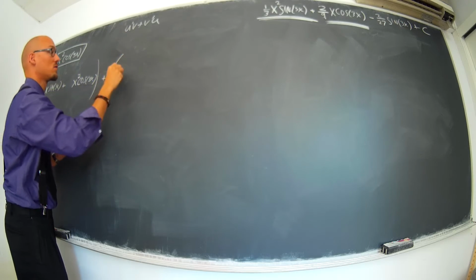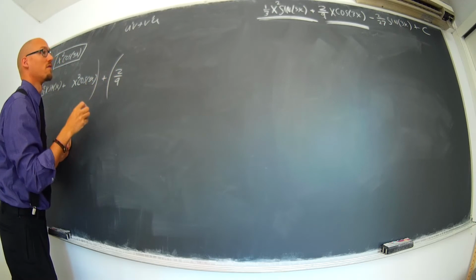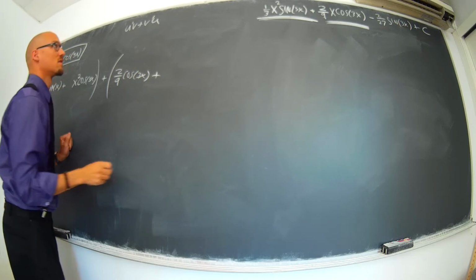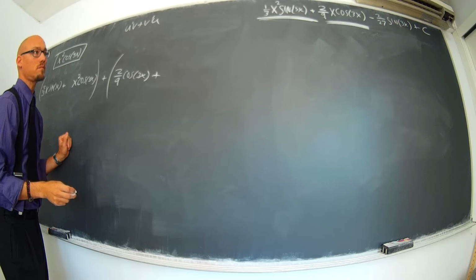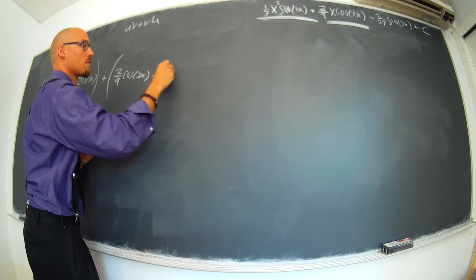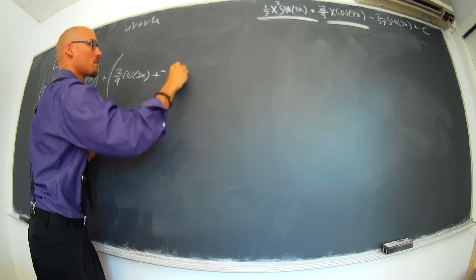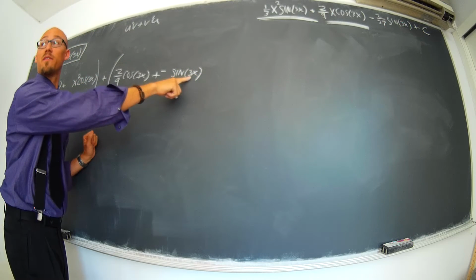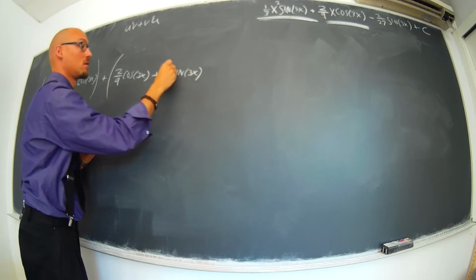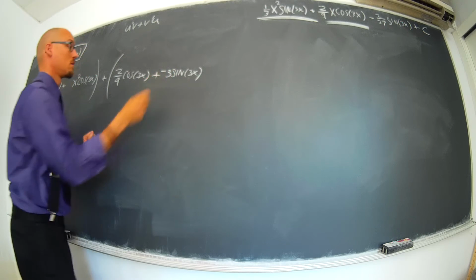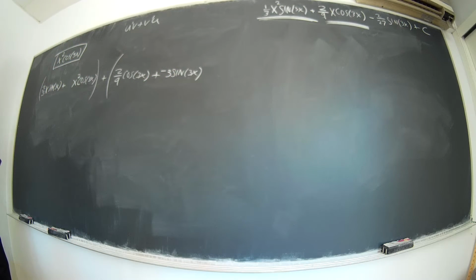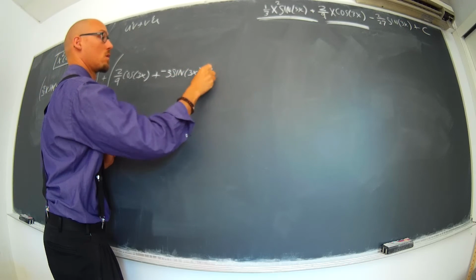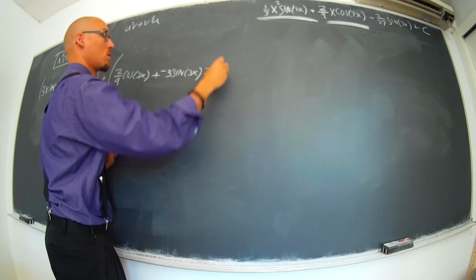So u prime is 2/9, cosine. v is cosine 3x, plus v prime, which is negative sine 3x. So u prime is 2/9, derivative of stuff, chain rule, times 3. Where'd the 1/3 go? We simplified it: 3 times 1/3 is 1. So u prime times v.